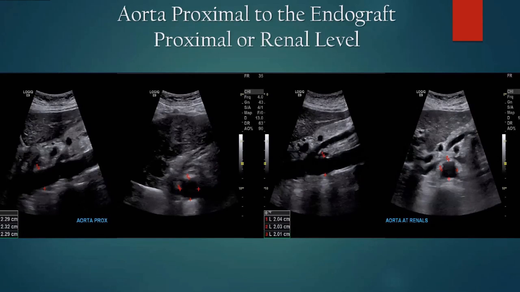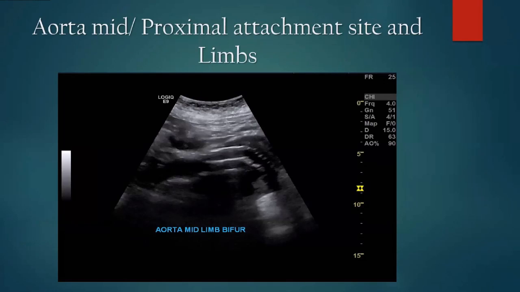So we're going to start out evaluating the aorta proximal to the endograft, either proximal aorta at the renal level. The IAC recommends one or the other. In our lab, we always evaluate both segments. Our surgeons prefer to know what's going on right proximal to the attachment site. Next, you're going to get a grayscale image of the mid-aorta at the attachment site. And this image is just a nice image showing the proximal attachment site along with the limbs.